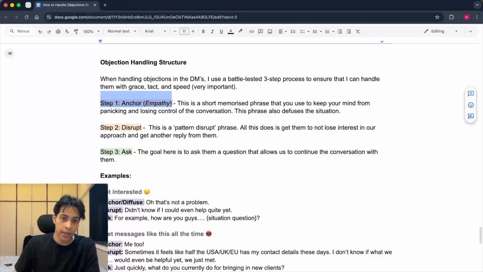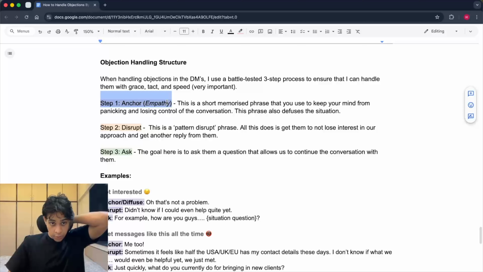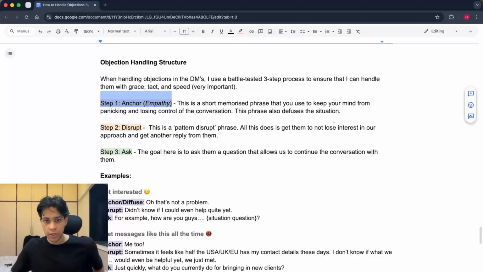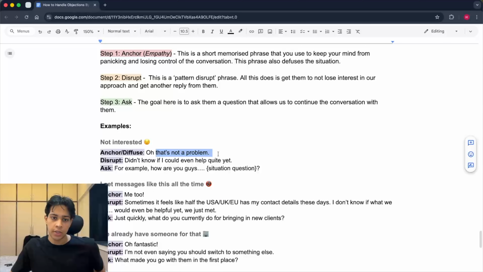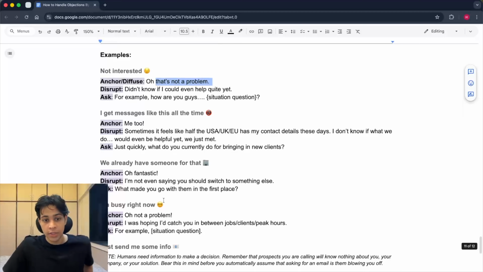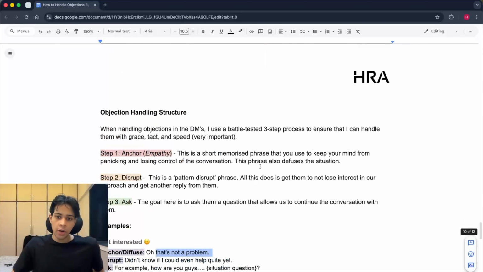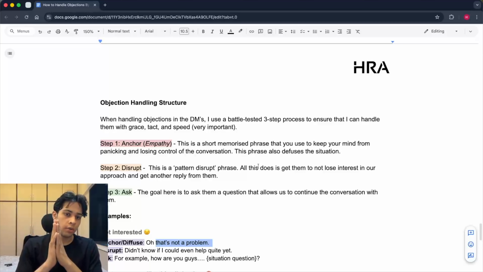Step 1, I anchor, like I empathize with them. This is just a short memorized phrase that you can use to keep your mind from panicking and losing control of the conversation. This phrase also diffuses the situation. You can use any of these phrases like, oh, it's not a problem. Oh, same. Oh, fantastic. Oh, not a problem. Same phrase. It just reduces the push of the conversation, makes it a bit more mellow, and empathizes with them.